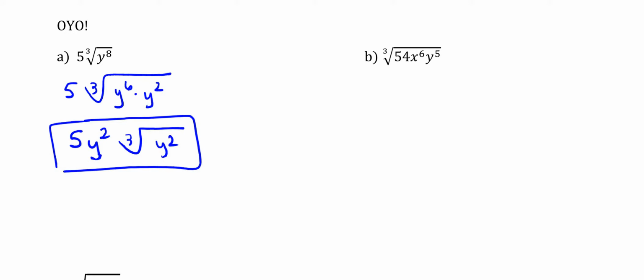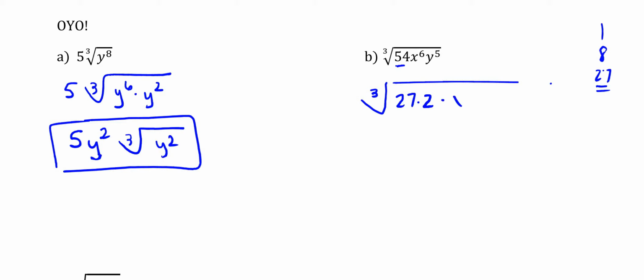Let's take a look at B. B is essentially the same kind of question, but now I have to deal with this pesky number inside too. So I have cube root of 54. Well, if I look at my perfect cubes, I have 1, 8, 27. That's good because 27 times 2 makes 54.